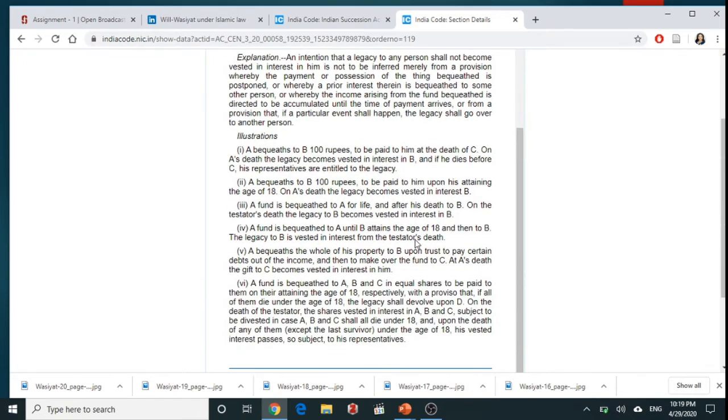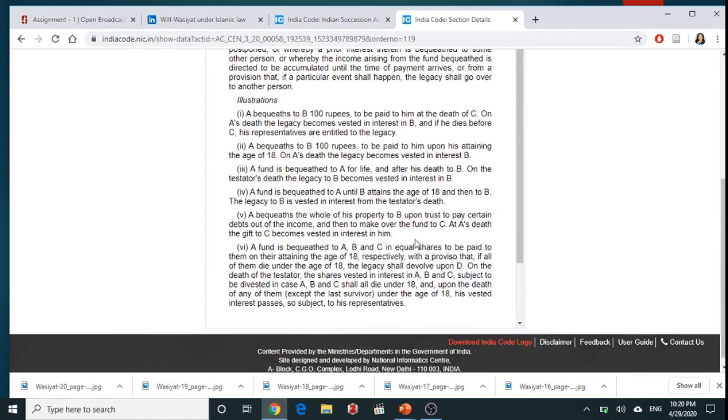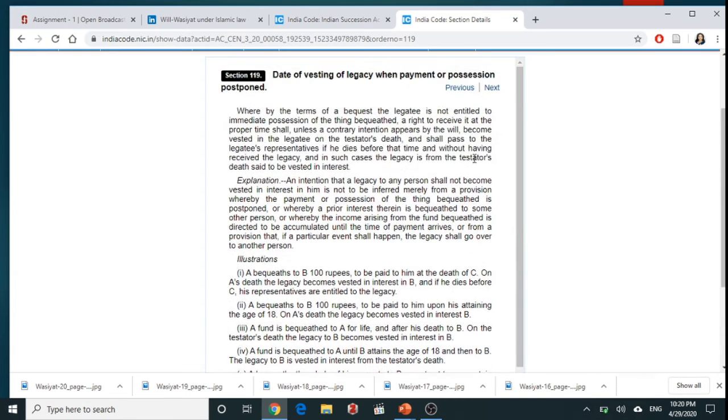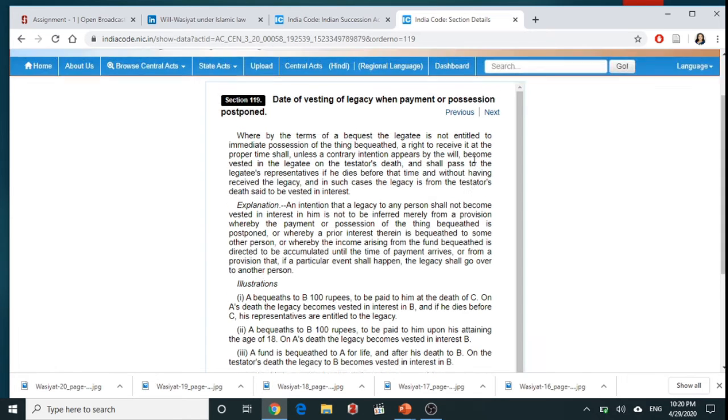So we are talking about contingencies, we are talking about conditions in the explanation of this section. There are a few illustrations which have been given under this section. You can very well go through these illustrations. I have referred to the official site of indiacode.nic.in, which is the official website which provides all the legislations with reference to all the laws which are in force in India currently.